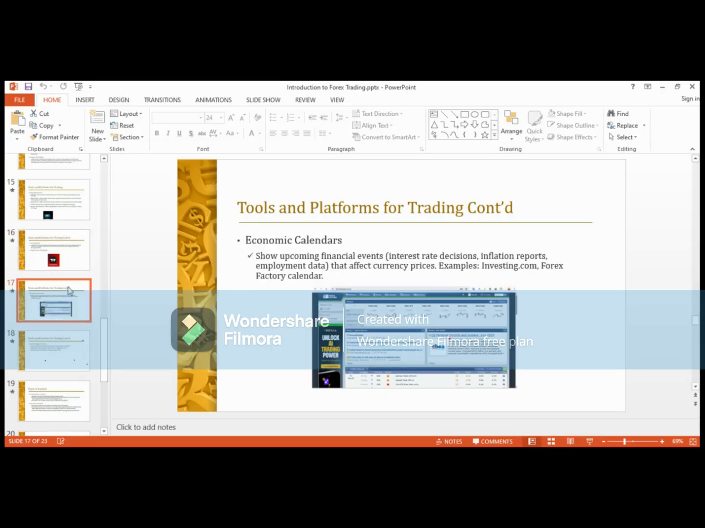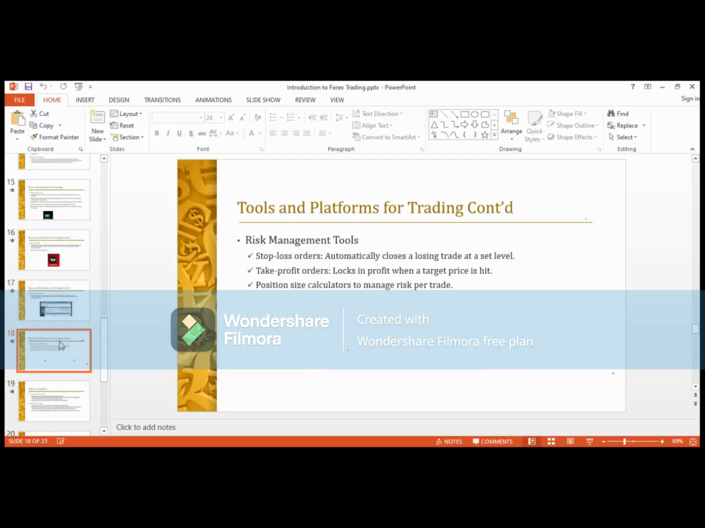Okay. We also have economic calendars, for showing interest rate decisions, inflation reports, and employment data that affect currency pairs. An example is investing.com. We also have Forex Factory, which is a very popular one, and the interface is just like the one over here.